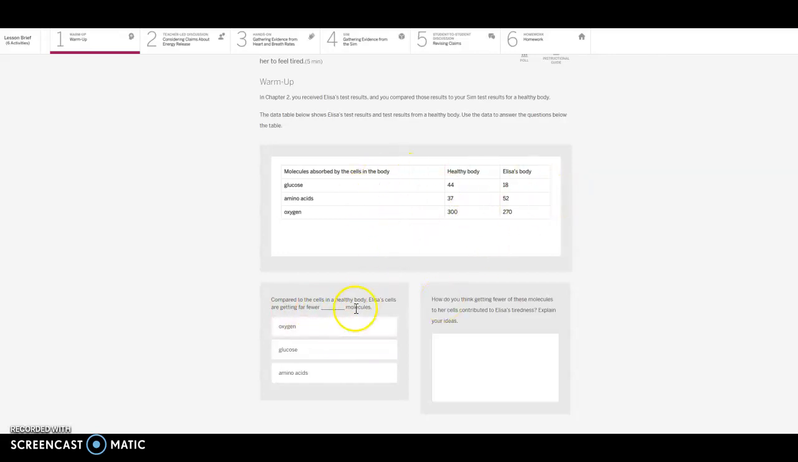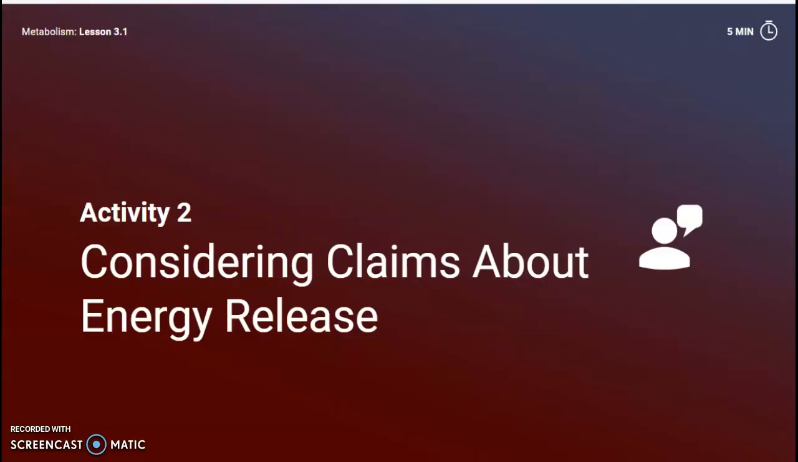Looking at this data, what do you see she's getting less of? How do you think getting fewer of these molecules is going to help make her more tired? And explain your ideas in your warm-up. So pause the video here and go ahead and answer your warm-up question.